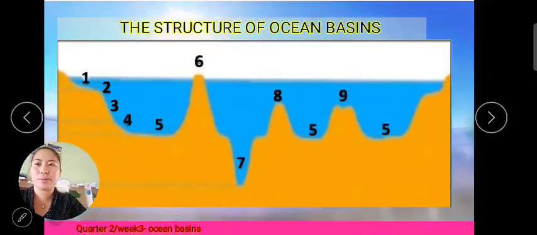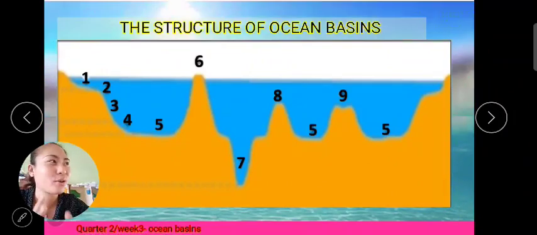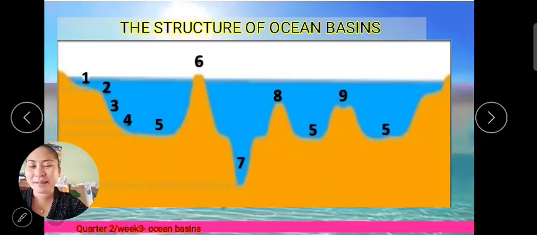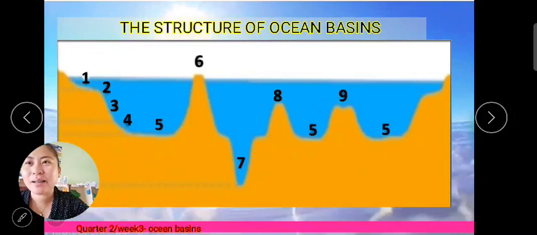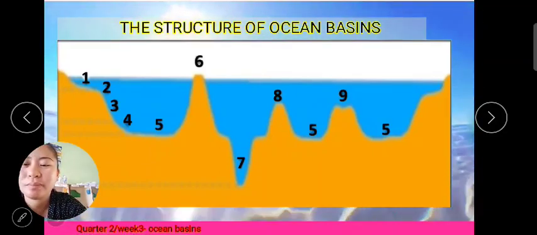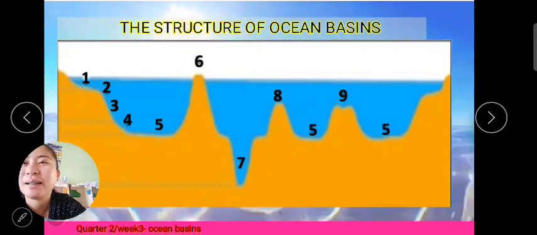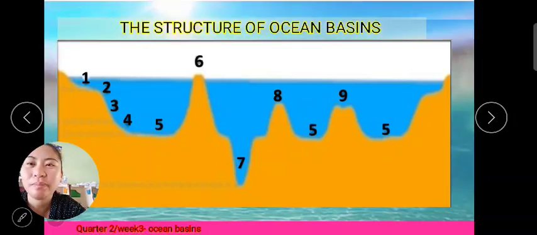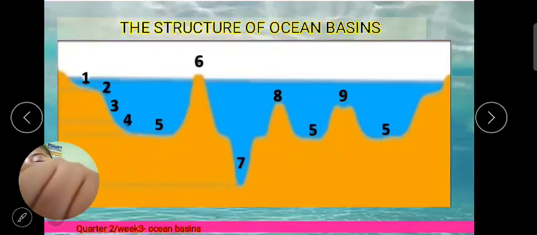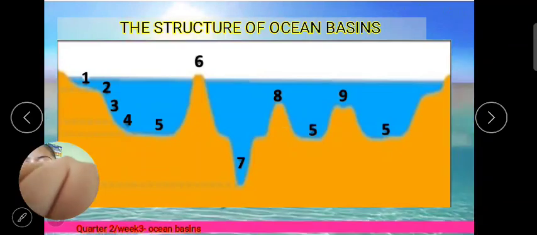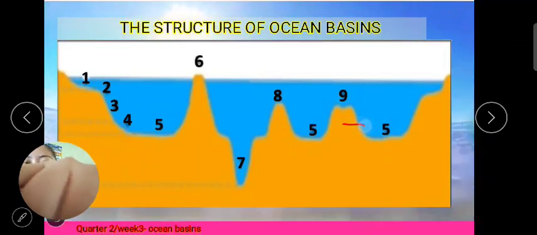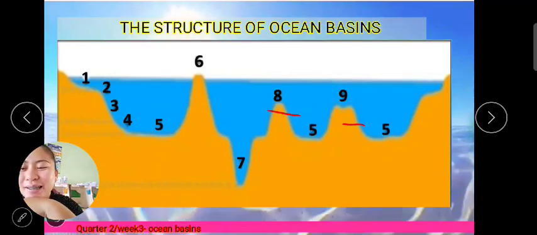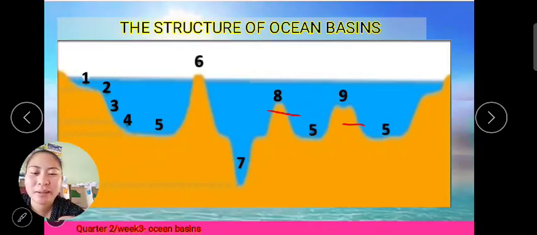So, let's have a review. Name all. Who wants to name all the structure of ocean basins? Who wants to... Yes, Jewel. The structure of ocean basins. Number 1, continental shelf. Okay. Number 2, continental slope. Number 4, continental rise. Number 5, abyssal plain. Number 6, island. Number 7, trench. Number 8, seamount or goyot. Number 9, mid-ocean ridges. Okay, so very good. Meron kang na-miss na isa. Tatlo tong 8. Ano sila? Atoll, ma'am. Okay, very good. So, is it clear now? Did you get it, guys?